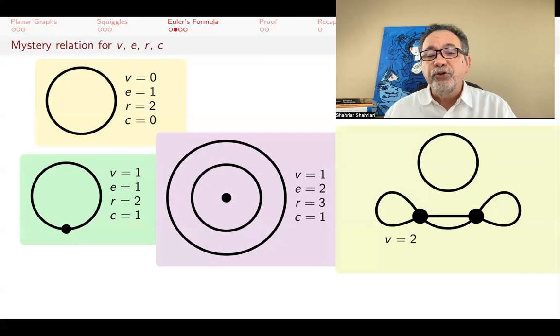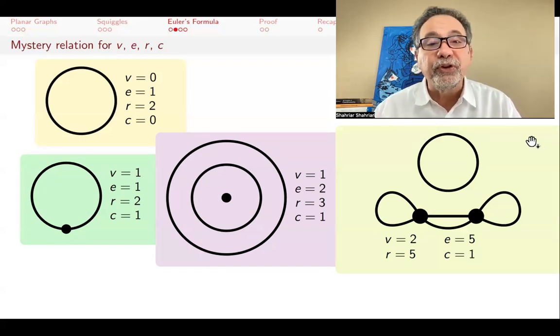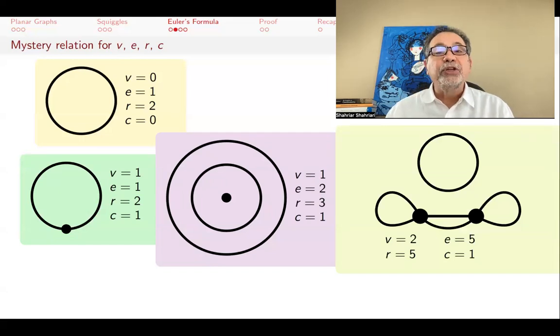Final example, I have two vertices. I have 5 edges. I have the loop on top, and then I have these two other loops here, and these two double edges. So that makes 5 edges. There are 5 regions: inside the circle, inside these other 2 loops, inside this double edge. That's 4, and then the outside region. And the number of connected components of vertices is 1, because there are 2 vertices, and you can get from one to the other via edges.